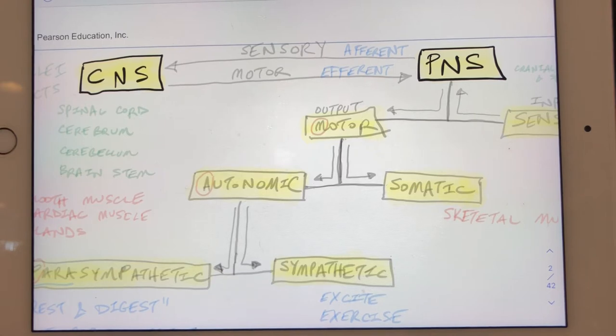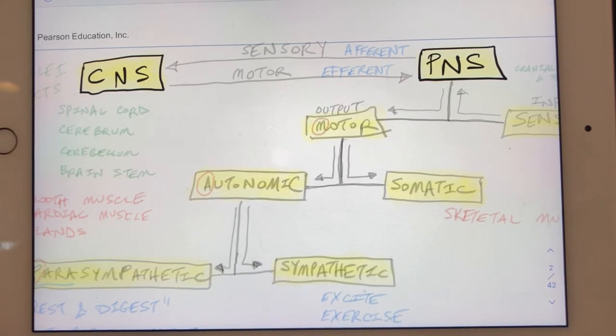Well, we already know that the central nervous system is the command center, the integrating center, the planning center. Okay. But in order to make those plans, the central nervous system needs information, and that information is traveling from sensory receptors through the peripheral nervous system to the central nervous system.